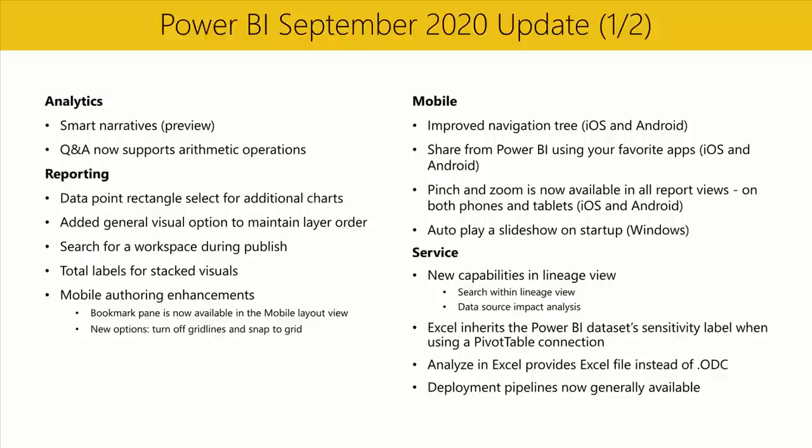If an Excel file has a manually set label, a policy tip will show with a recommendation to upgrade the label. This feature will be available for customers with Microsoft 365 E3 and above. We are also happy to announce that the Analyze in Excel feature now provides an Excel file instead of an .odc file.